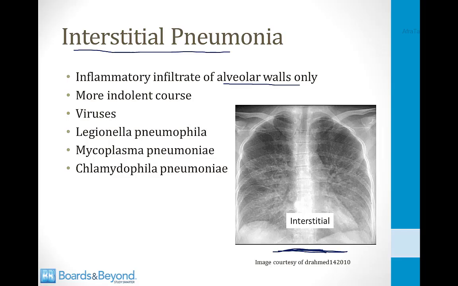These types of pneumonia are more benign. They follow an indolent course. Patients generally aren't as sick. There are some viruses that cause this type of pneumonia and also certain atypical bacteria. These are bacteria like Legionella, Mycoplasma, and Chlamydia.